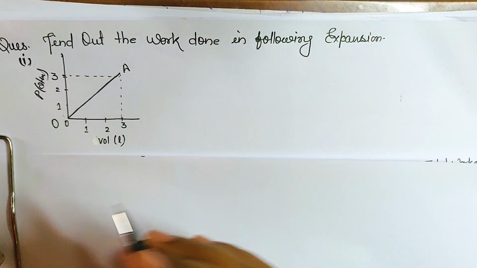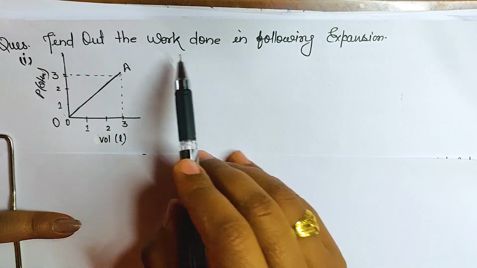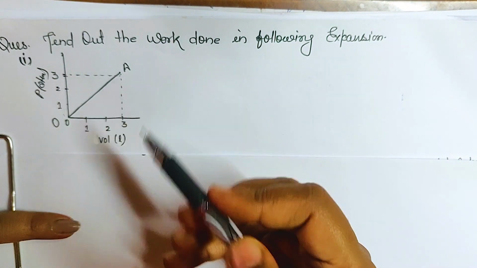So there are some questions. Out of that, one question is here: find out the work done in the following expansion, and the graph is given.